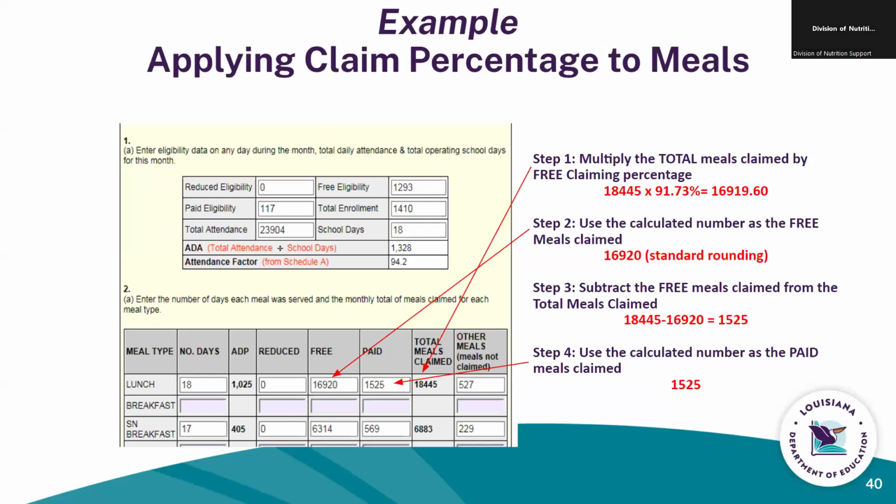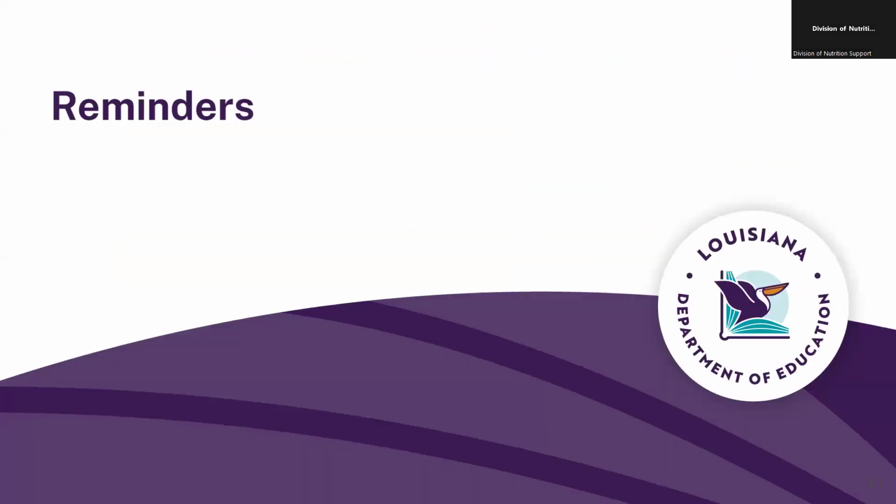Remember, for those that have clusters, you may have a different claiming percentage for each cluster. So it's very important that you're double checking, triple checking those numbers, especially on the earlier claims as you're getting used to the software and maybe getting used to that new claiming percentage if you elected a new base year. All right. So final reminders.